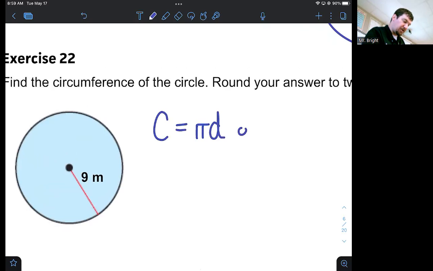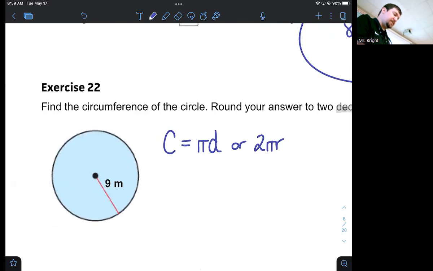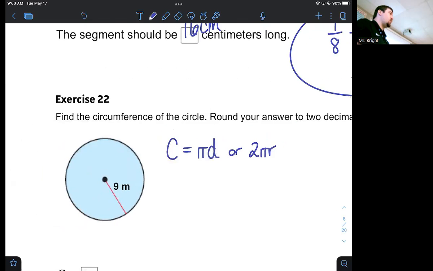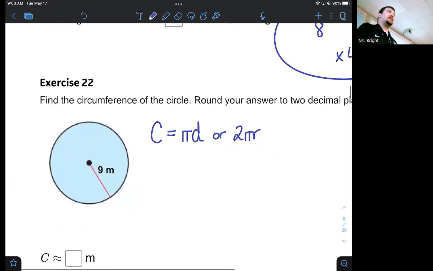Some people write it like this. They're not weirdos. They're just writing the equation a different way. What they're reminding you is that if you take the radius and times it by 2, you'll get the diameter, because the diameter is twice as long as the radius, or the radius is half as long as the diameter, right?